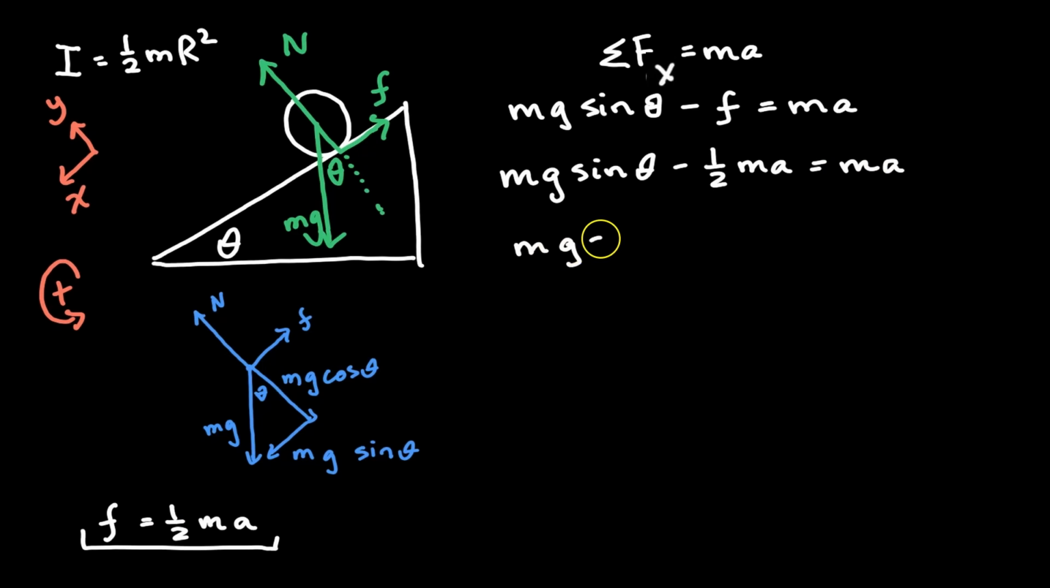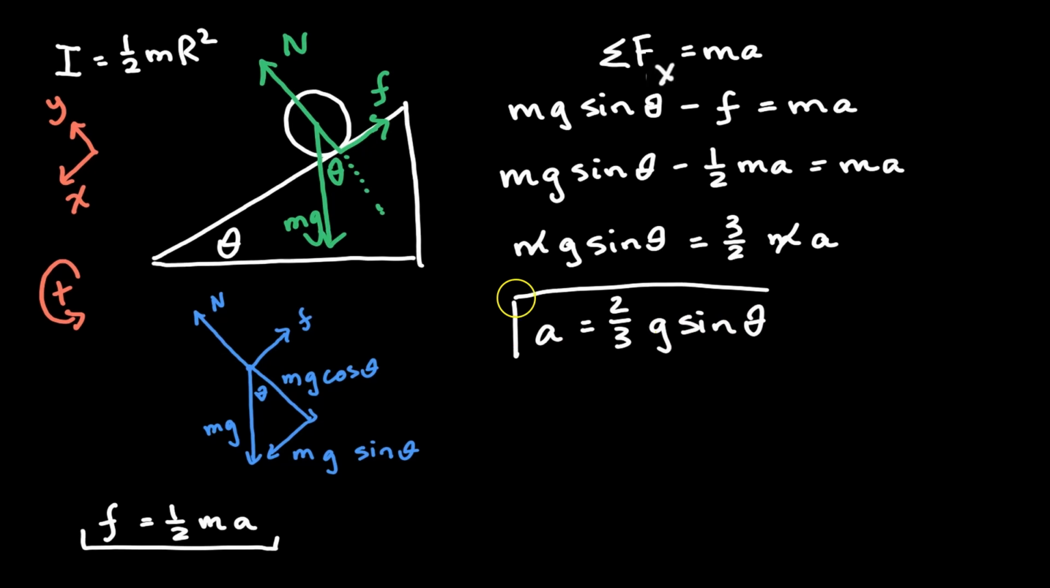Next, we're going to add 1 over 2 ma on both sides, which gives us mg sine theta is equal to 3 over 2 ma. The m's will cancel out, which gives us a linear acceleration of 2 over 3 g sine theta.